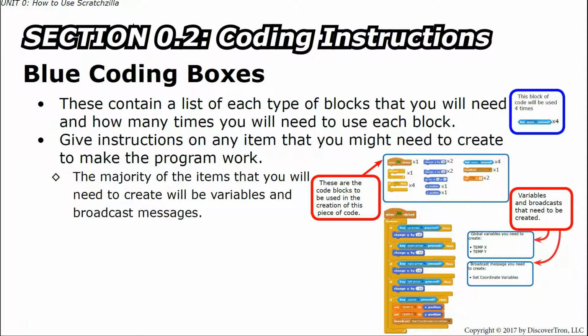Okay, so these blue coding boxes here are going to have a list of each type of block that you're going to need and how many times you need to use it in the program. You can see right here in this example, I've got a little blue coding block like so, and it has each individual block that you need, and it tells you right beside it the number that you need. For example, this little green flag block, you only need one of those. Over here, for example, this one that says change y by 10 times 2, that means you're going to use 2 of those.